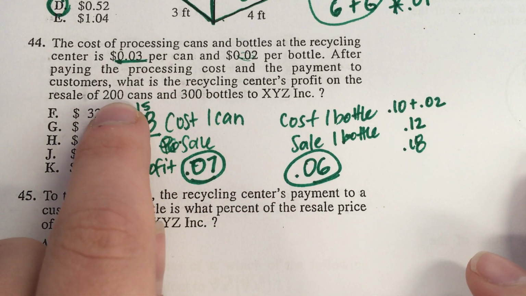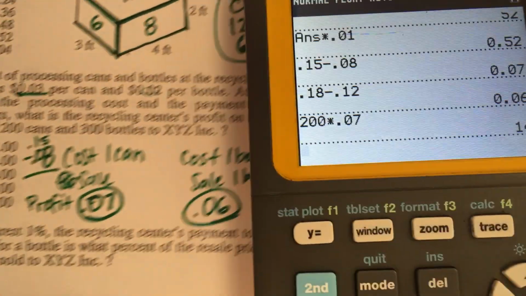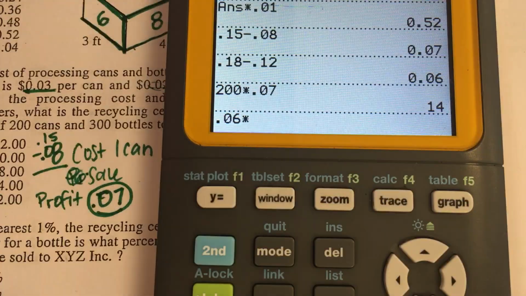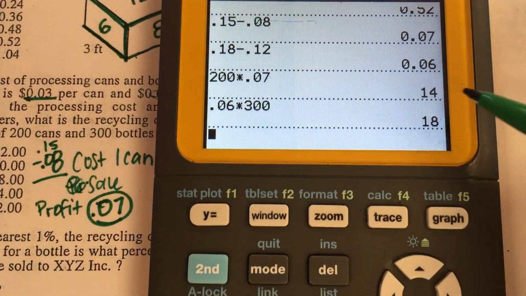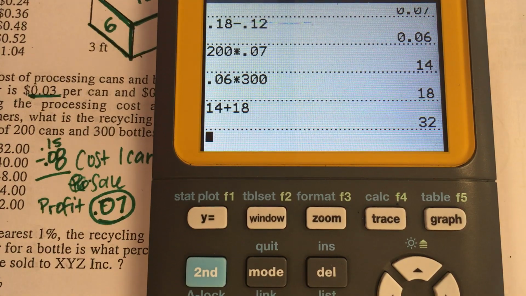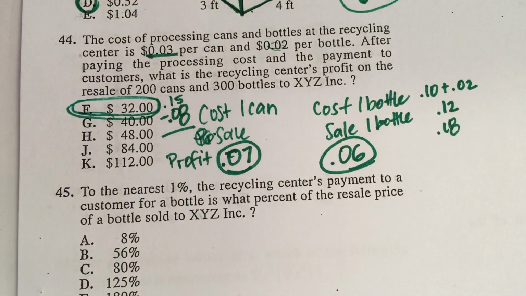Then I know that they're going to do it for 200 cans, so 200 times 0.07 would be $14, and then 6 cents times the 300 bottles is $18. So I have $14 plus $18. They would make $32. That is not very much money for recycling, right? So $32 is what they make in profit.